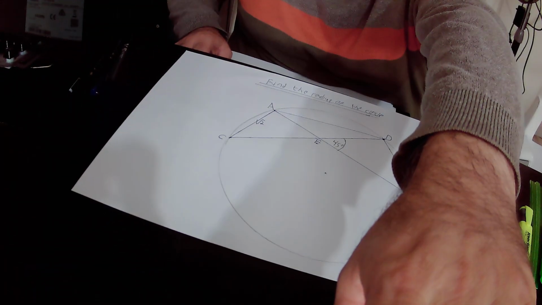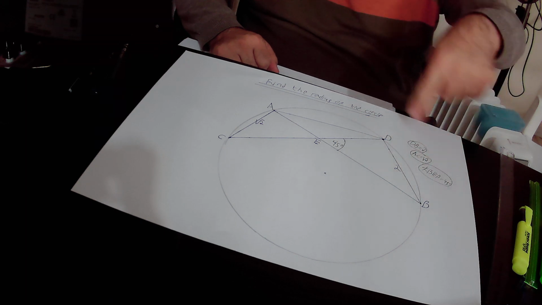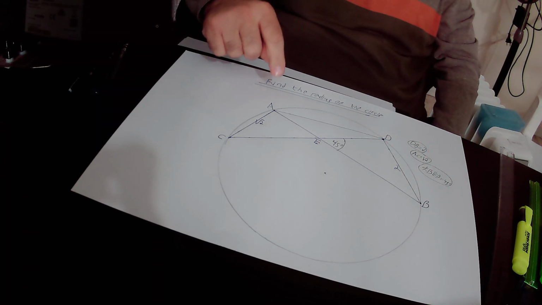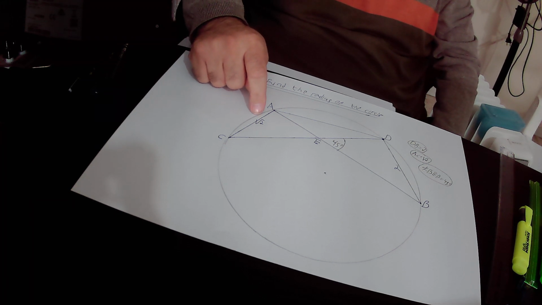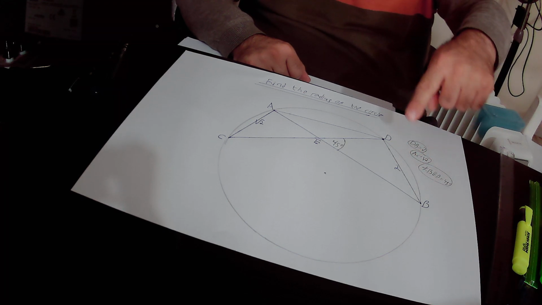In this lecture, we'll find out the radius of the circle. In the drawing, we have this circle. Inside the circle, we have chord AC that is equal to square root of 2 units in its length. Chord DB equals 2 units.